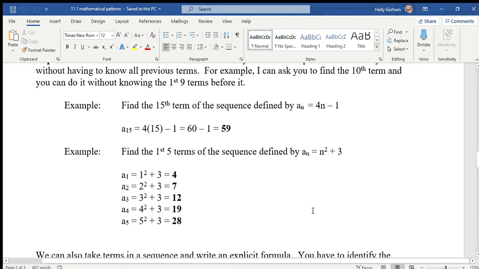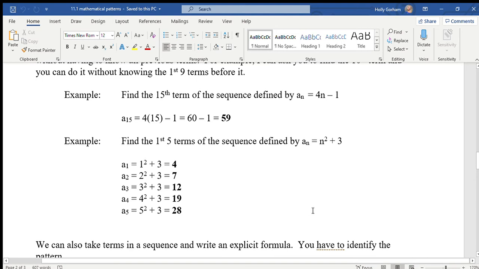On the next one, if I had said find the first 5 terms of the sequence defined by a sub n equals n squared plus 3, same thing. You're just going to substitute 1, 2, 3, 4, 5, and you get the 5 terms directly without having to know anything else.